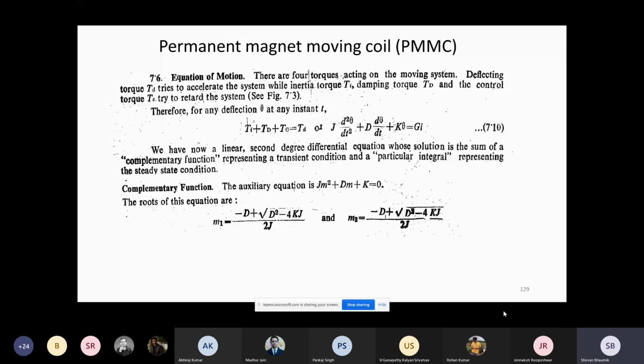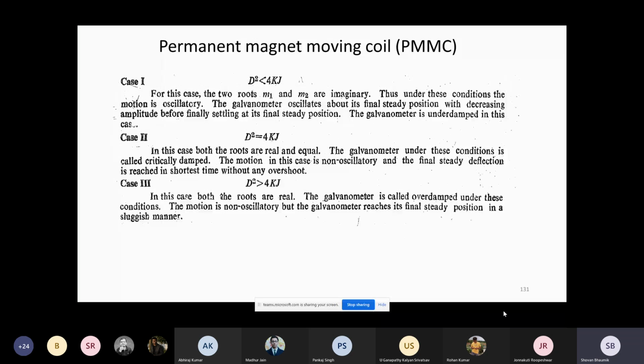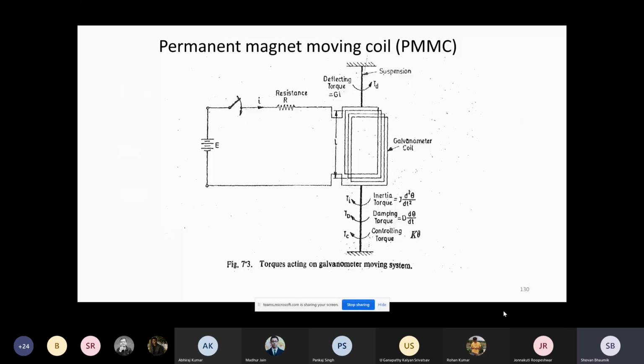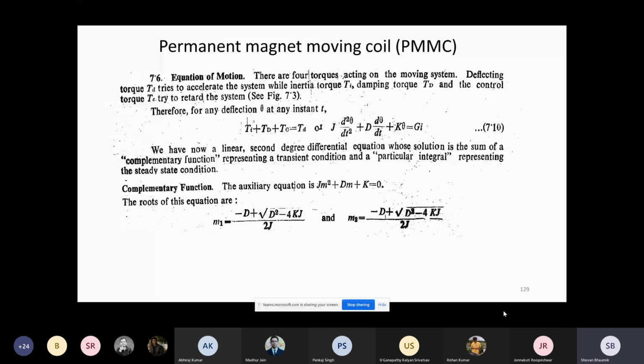Now, as we have seen in the last chapter, there are three cases which may arise. First case is d square is less than 4kj. What does it mean? That means it is imaginary, so you will get the complex conjugate poles. So m1 and m2 are imaginary, and for this condition the motion is oscillatory.